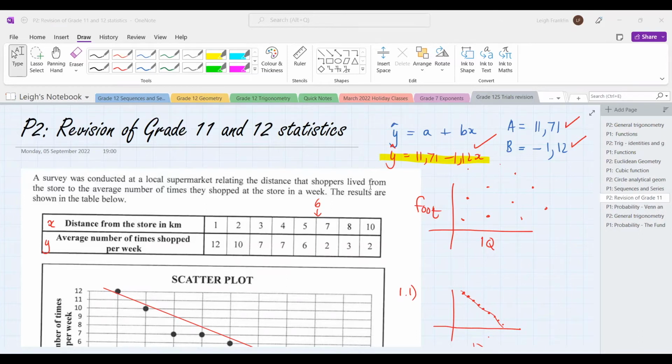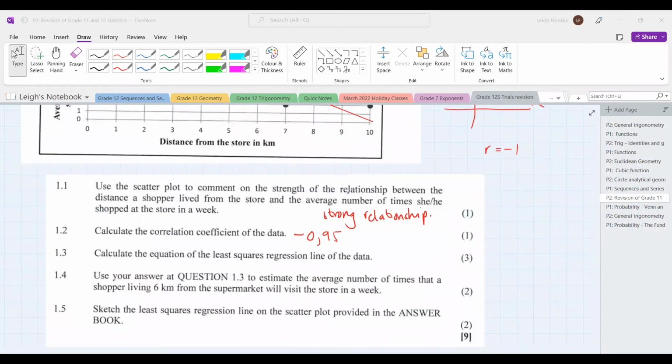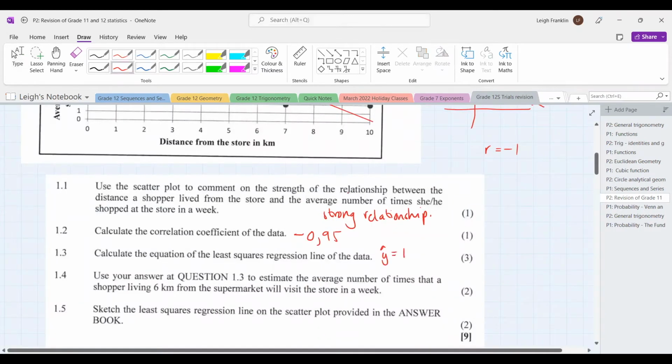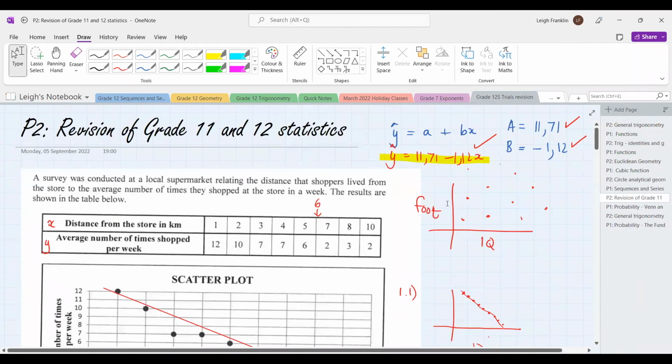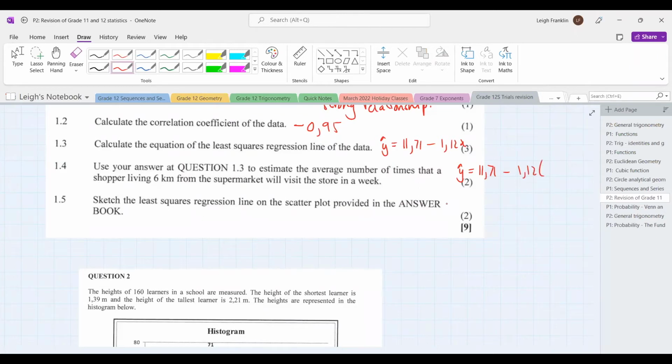So what you're going to do is you're going to substitute. So we've got our equation. We know that it is y hat equals 11,71 minus 1,12x, if I remember correctly. Yes. Okay. And now they're saying to us, let x be equal to 6. So we're going to sub in our 6. And then we can work out the average number of times that person will visit the store. Okay, so you do this bit on your calculator.